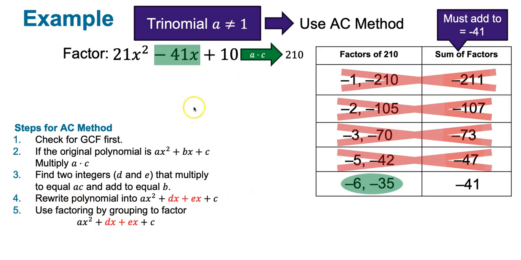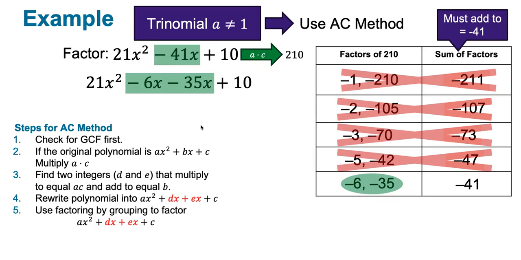The next step is to expand this middle term into these two numbers added together. Because negative 6 plus negative 35 equals negative 41, we can rewrite the middle term as negative 6x plus negative 35x. So step 4 of the AC method is to expand the polynomial into these two terms. This is still exactly the same polynomial because negative 41x is the same thing as negative 6x minus 35x. It's just in a slightly different form.